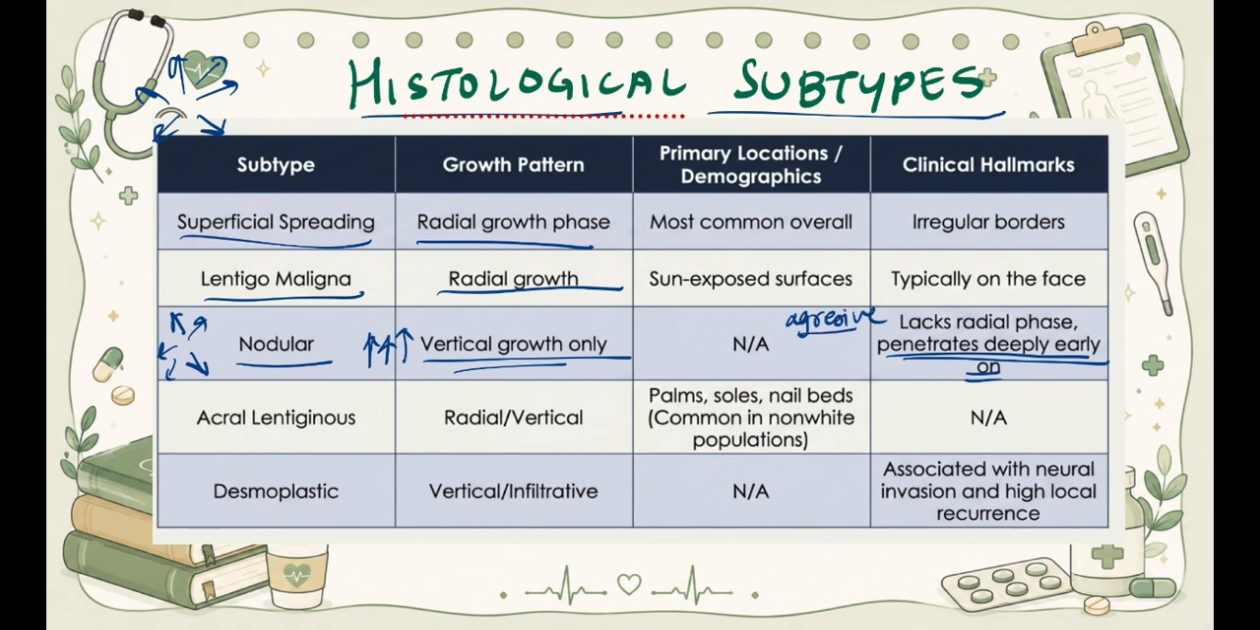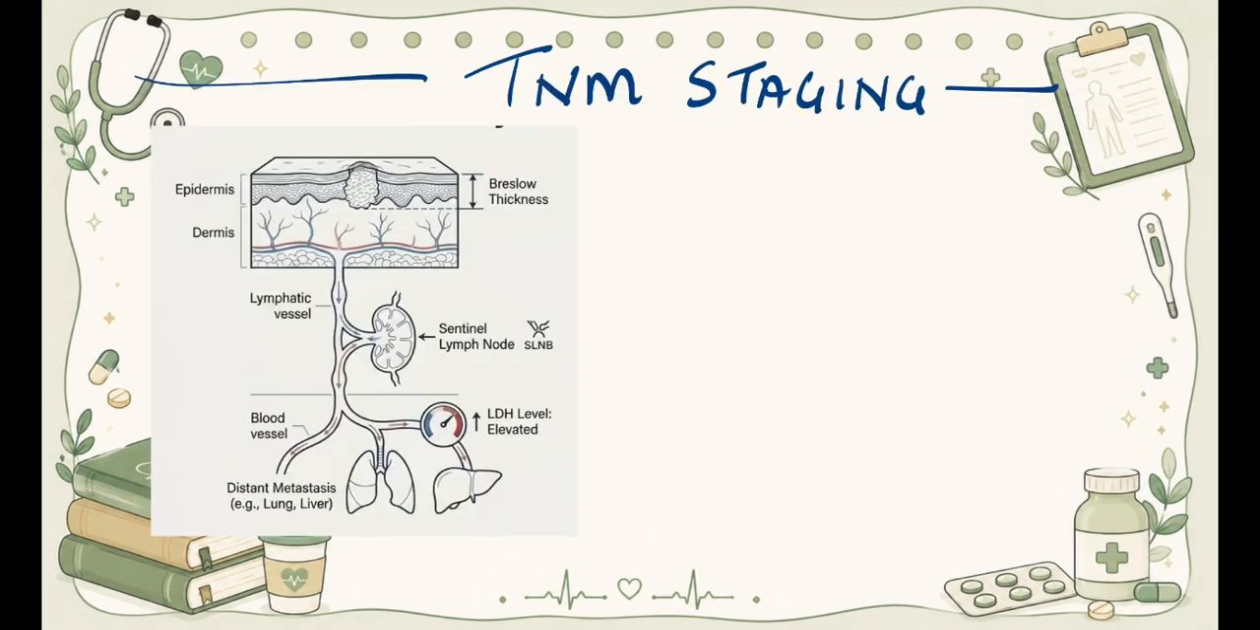Then we have acral lentiginous. This is the subtype we discussed earlier, the one that occurs on palms, soles, and nail beds. Finally, there's desmoplastic melanoma. This type is characterized by vertical and infiltrative growth. It frequently invades local nerve structures, and it has a very high rate of coming back to the exact same location. So once we identified the tumor's visual structure and its genetic engine, we must determine its stage.